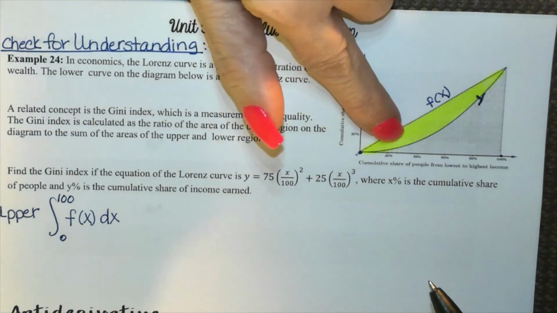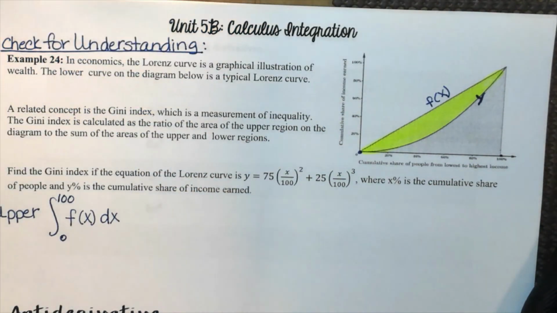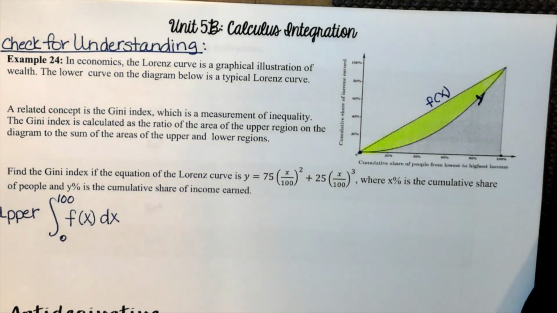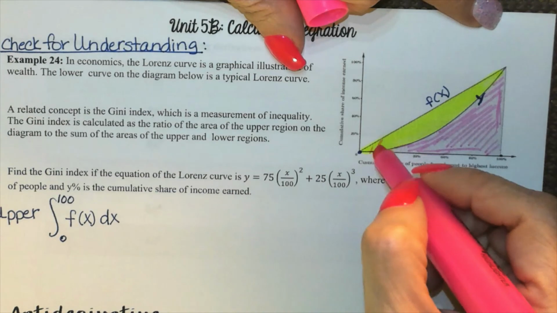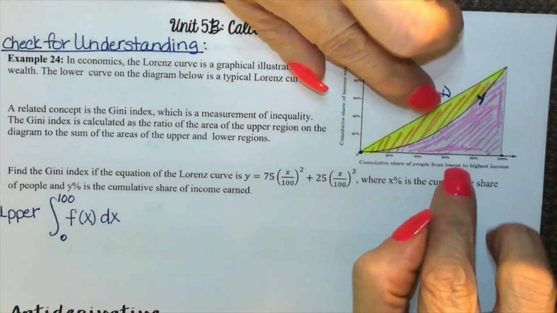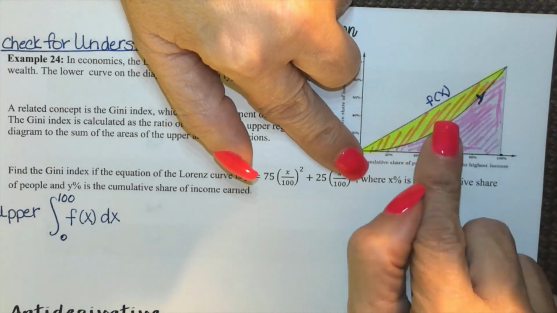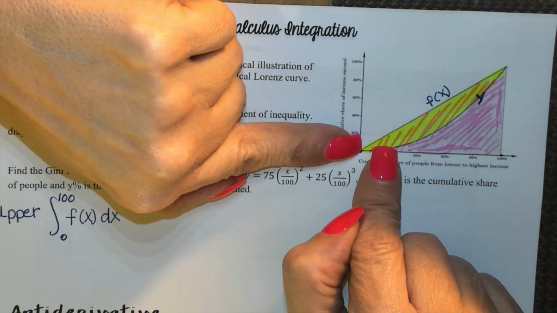And so let's just talk about how to find this right here. Think about these two functions. In order to find just the yellow, if I took the big triangle, which is the area under f of x, if I took all of this and subtracted off the pink, the only thing left would be the yellow. So I'm going to set up my equation. I've got f of x. I'm going to subtract off y, and what's left is going to be the yellow.